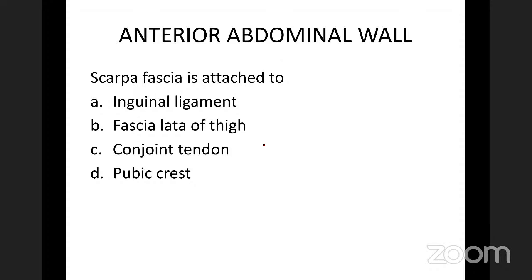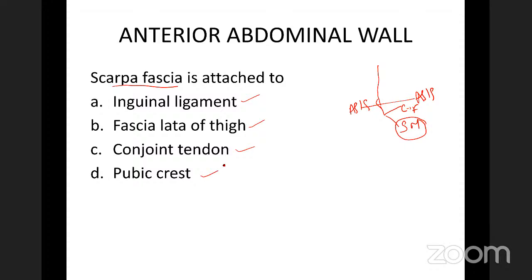Okay, I will discuss. Scarpa's fascia is attached to. We know that. What is Scarpa's fascia? We studied that the superficial fascia in the abdomen, below the line joining the two anterior superior iliac spines, is split into two layers: Camper's fascia and Scarpa's fascia. So this was fatty and this was membranous, right? So Scarpa's fascia, we are talking about this Scarpa's fascia, is attached to inguinal ligament, fascia lata of the thigh, conjoint tendon, pubic crest. Any idea, students, what's the answer?